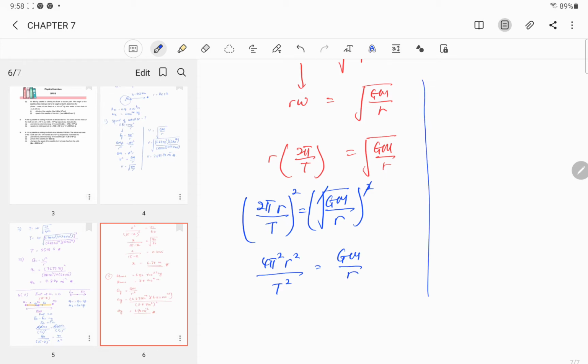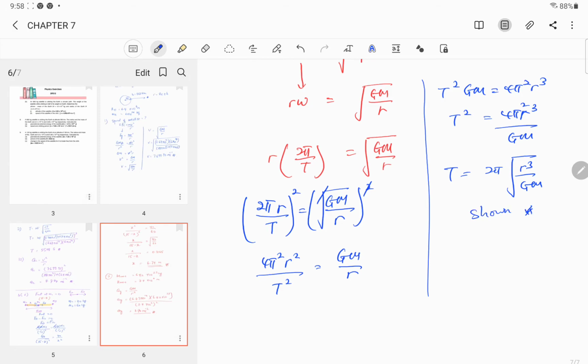So then, okay, because here, T squared GM equals 4 pi squared R cubed. So T squared equals 4 pi squared R cubed over GM. So T is 2 pi square root of R cubed over GM. So show that T is equal to 2 pi square root of R cubed over GM. So this is for our derivation.